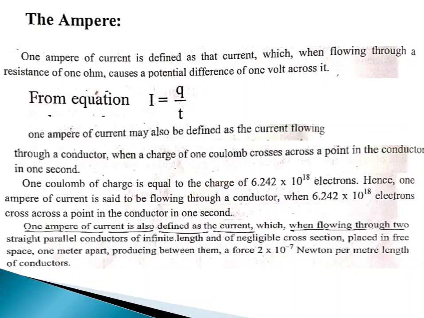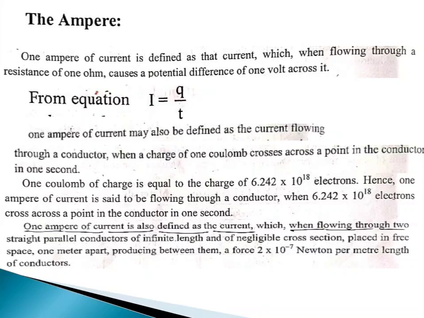Now we'll define what is ampere. 1 ampere of current is defined as the current which, when flowing through a resistance of 1 ohm, causes a potential difference of 1 volt across it. So 1 unit of current is defined as the amount of current flowing through a resistance of 1 ohm which causes a potential difference of 1 volt across that.